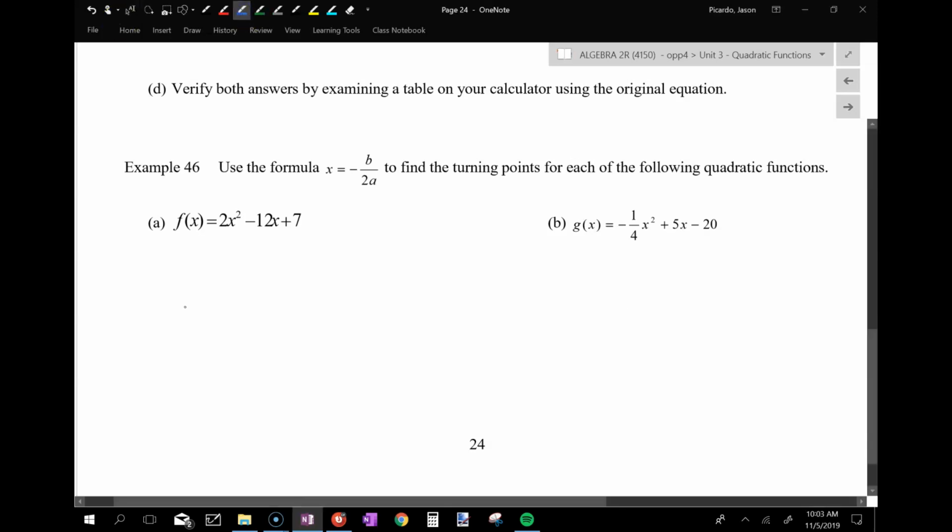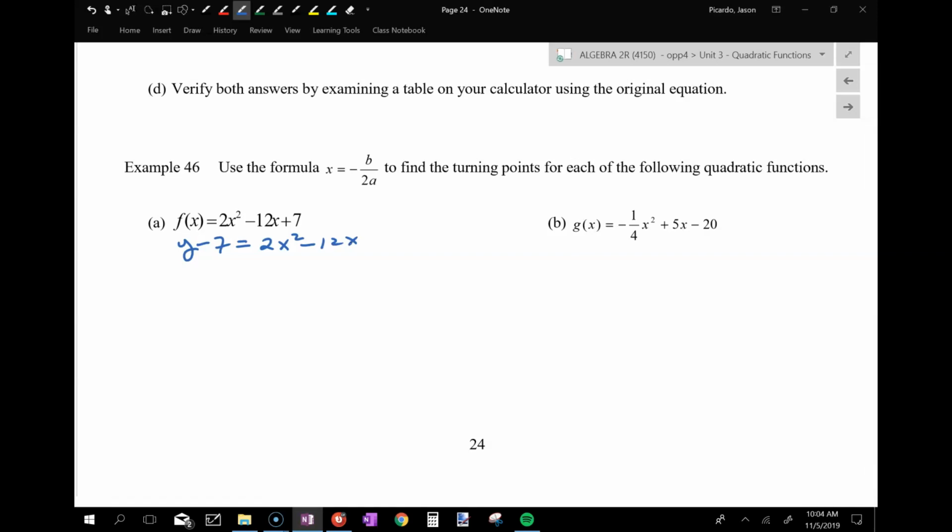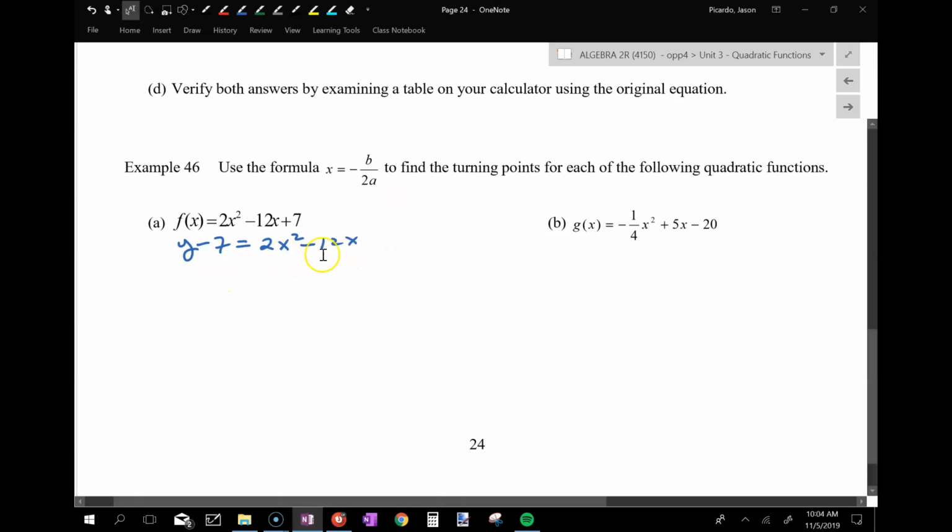So what are we going to change f of x to be? Y. What am I going to do with the 7? Subtract it. So I have y minus 7 equals 2x squared minus 12x. Now remember, I can't use this technique unless my x squared is a what? 1x squared. So what do I need to do here? Take out a 2. All right, so I did that.